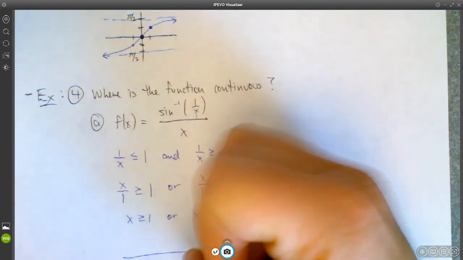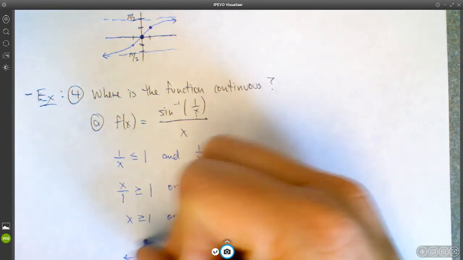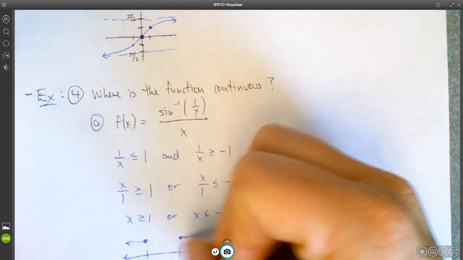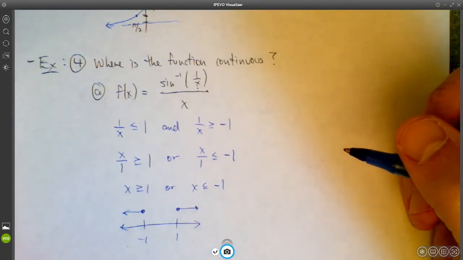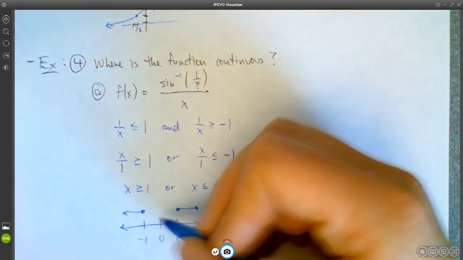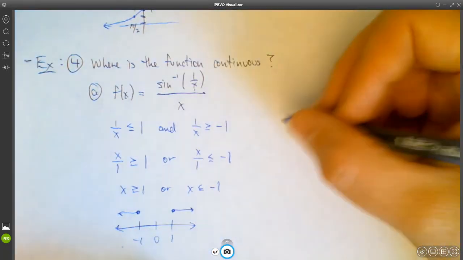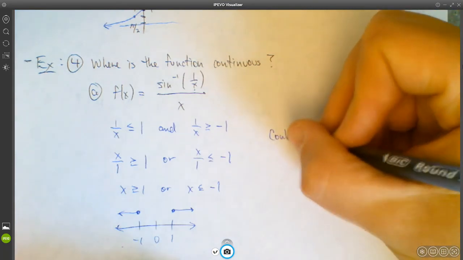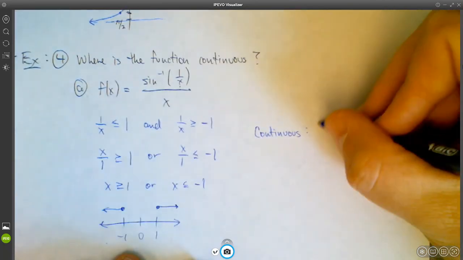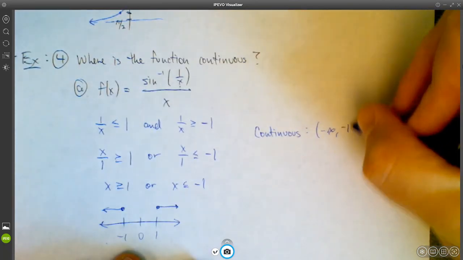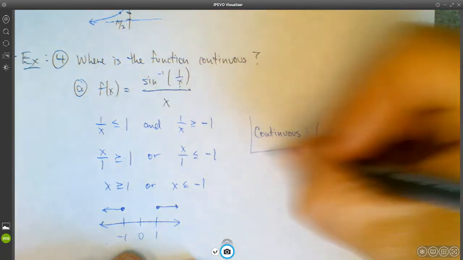If we're looking at the number line, this is where the function is continuous. So 0 is already not going to be included there. So, okay, where is the function continuous? It's continuous on -infinity to -1, union 1 to infinity. Right, that's where it's continuous.